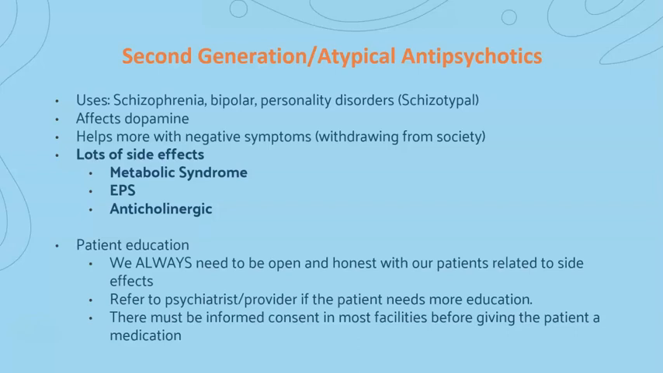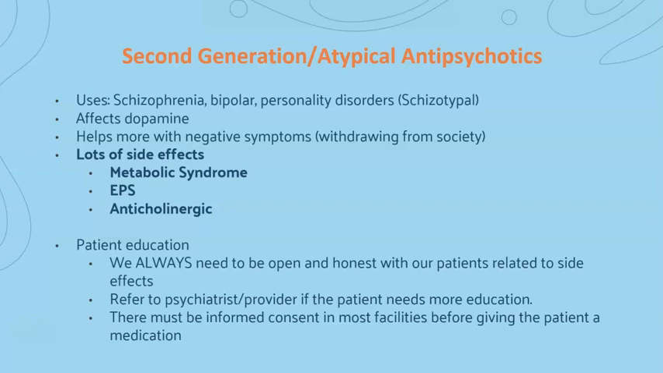They help with more of the negative symptoms, so withdrawing from society that we see in schizophrenia, because of that serotonin. The dopamine is going to help a little bit with the psychosis, and the serotonin is going to help with the depression and withdrawing from society. But they have lots of side effects: metabolic syndrome, extrapyramidal symptoms, and anticholinergic.